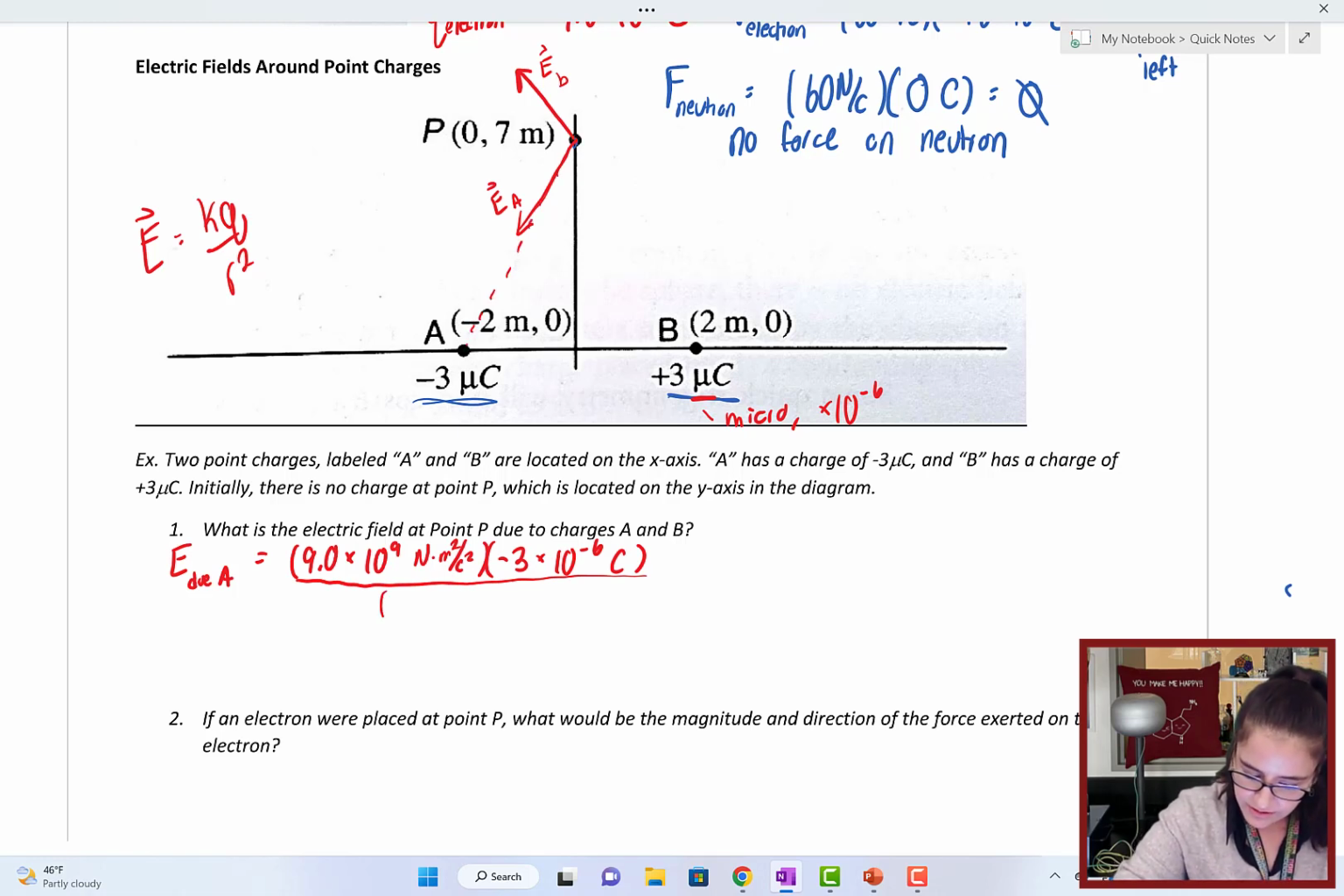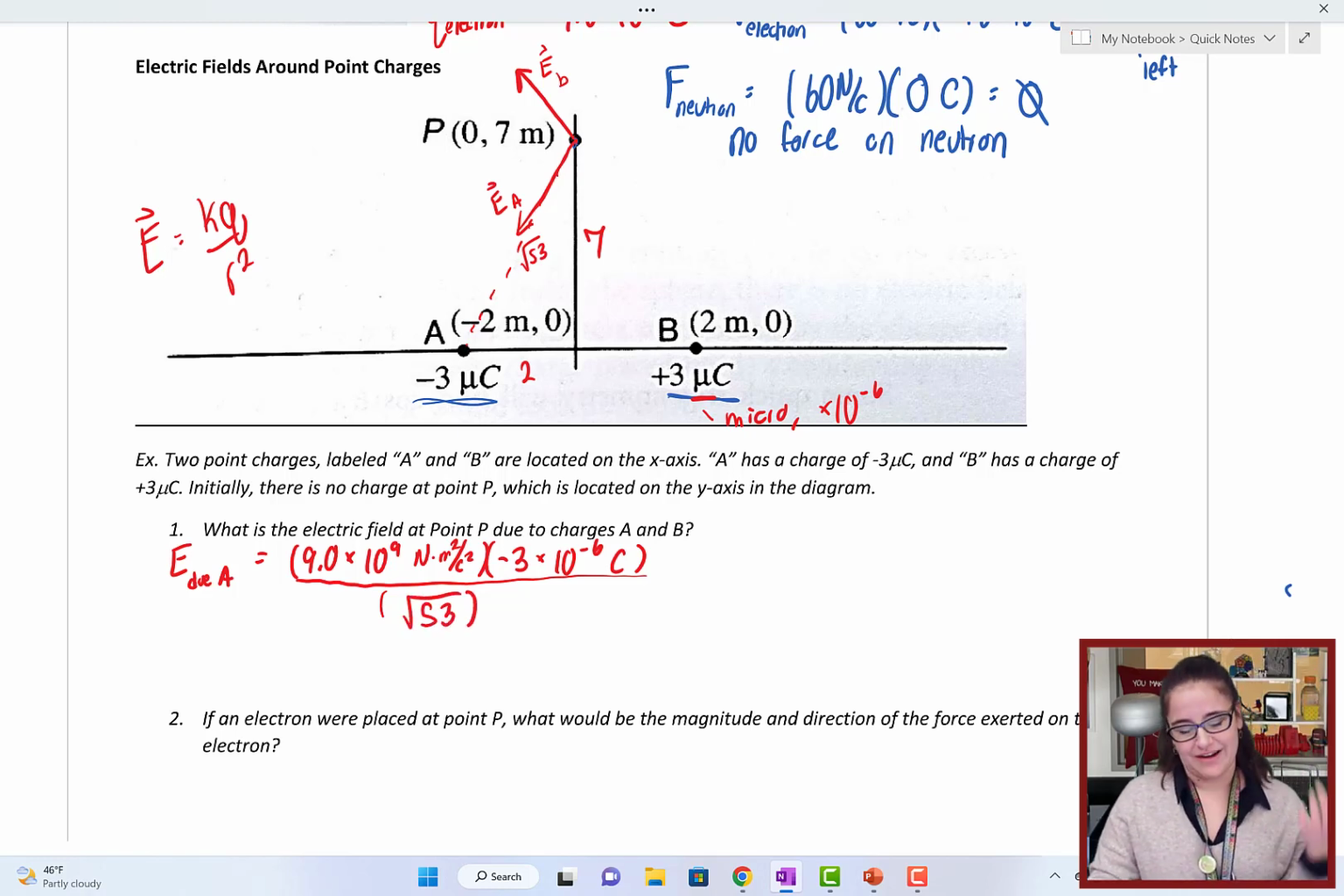But it is a triangle. This is at -2 meters, so 2, and this is at 7. So A squared plus B squared equals C squared. 4 plus 49 is 53. So this length would be the square root of 53. I'm going to keep it that way because when we plug it into our electric field equation, it gets squared, so that will undo the square root.